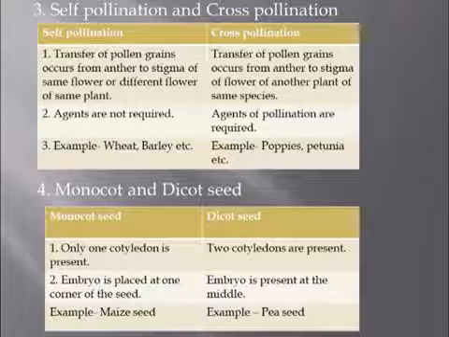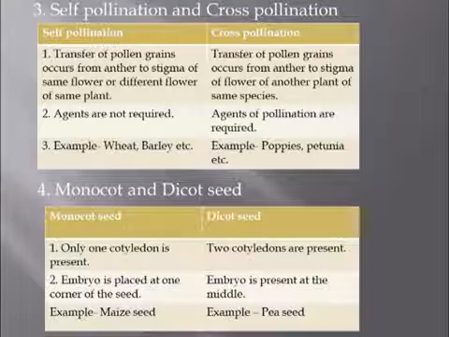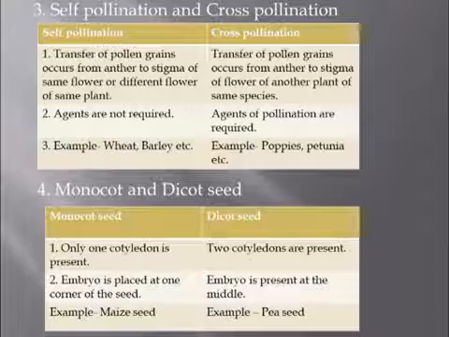differentiation is between monocot and dicot seed. In a monocot seed, mono means one, so only one cotyledon is present. Whereas in a dicot, di means two, therefore two cotyledons are present. In a monocot seed, the embryo is placed at one corner of the seed.